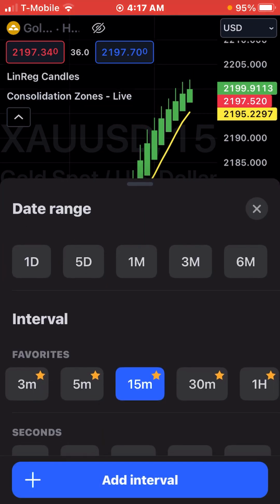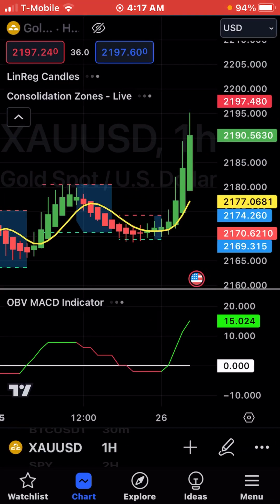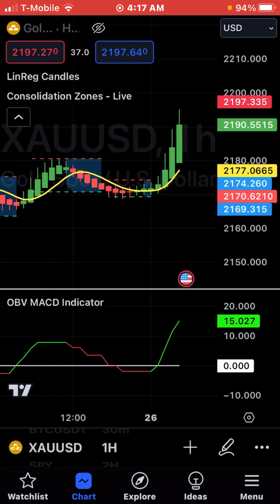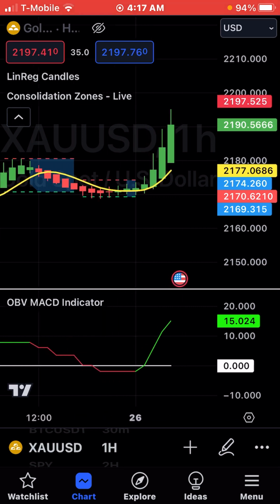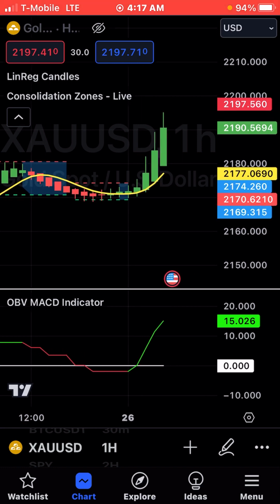I want to look at this on the hour and kind of see. Now keep in mind that the longer you do this, the more you're at risk of, gold is very volatile, so you might want to stick this to like a 15-minute, but we'll look at this on the hour.